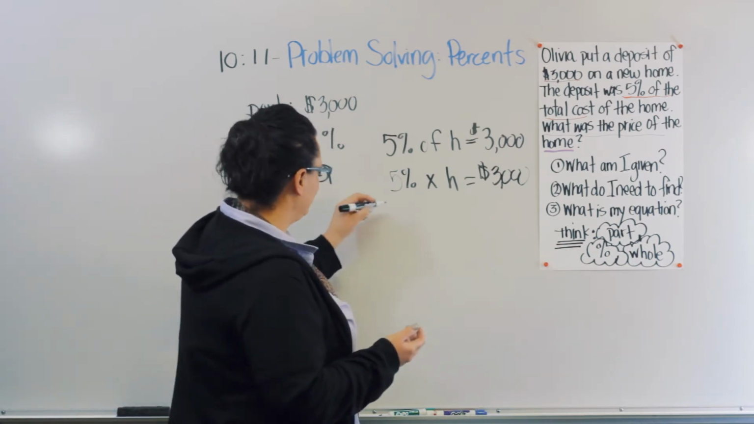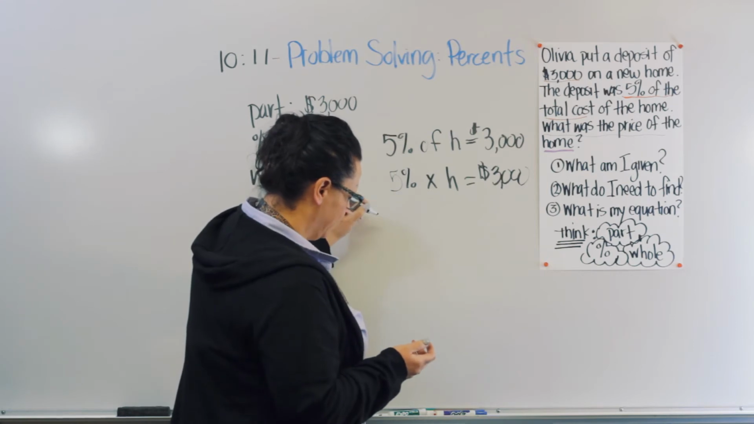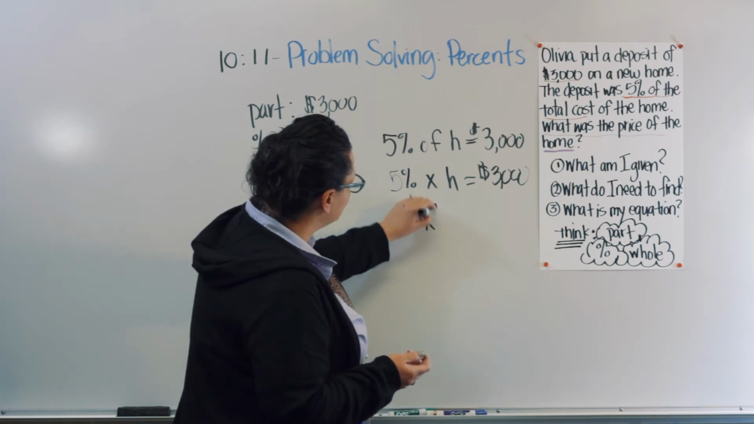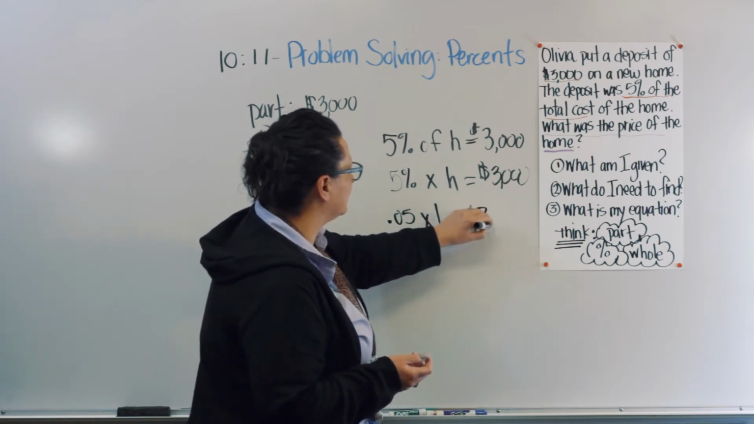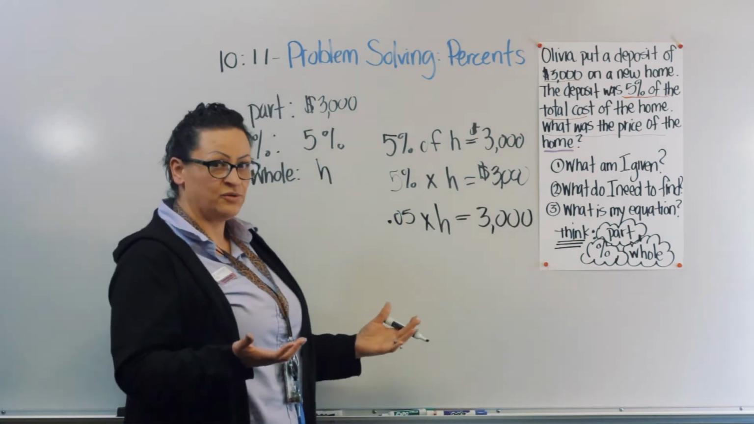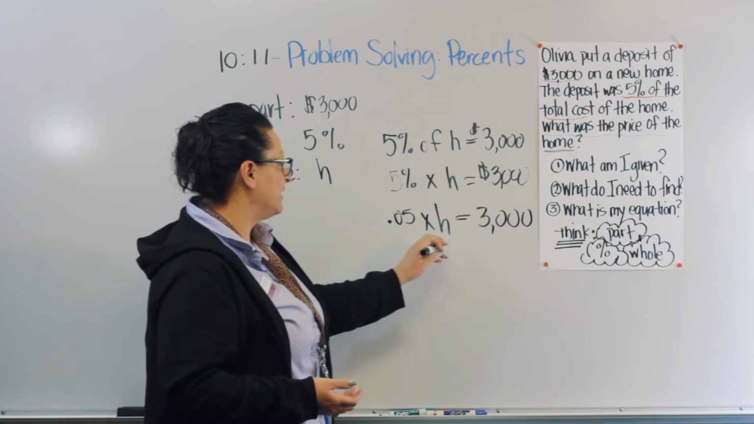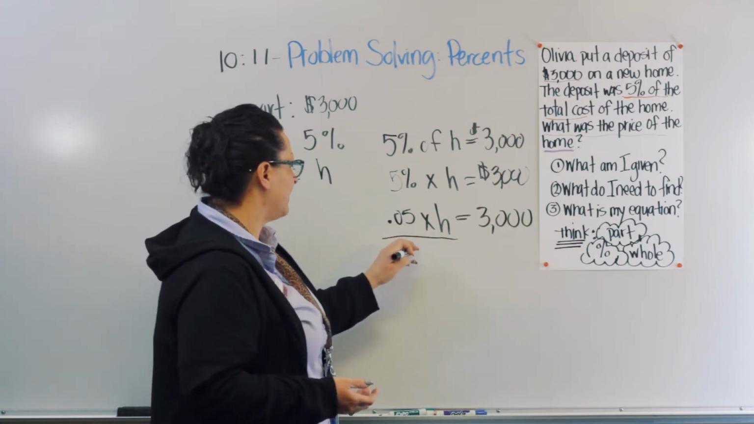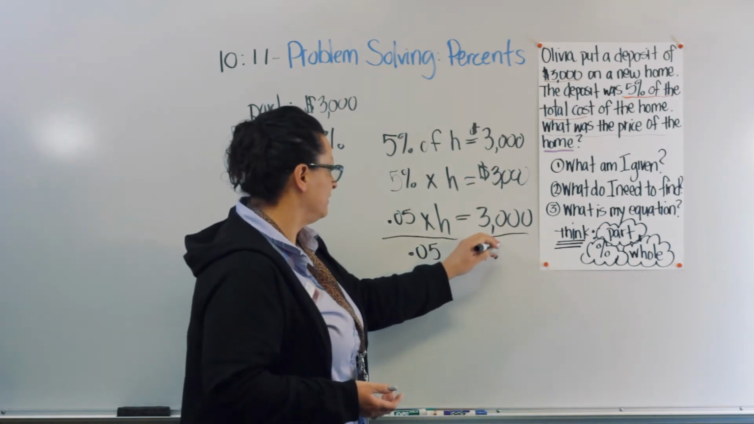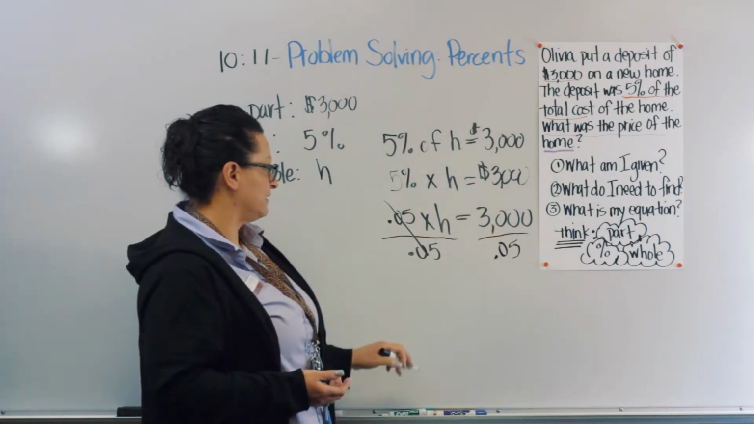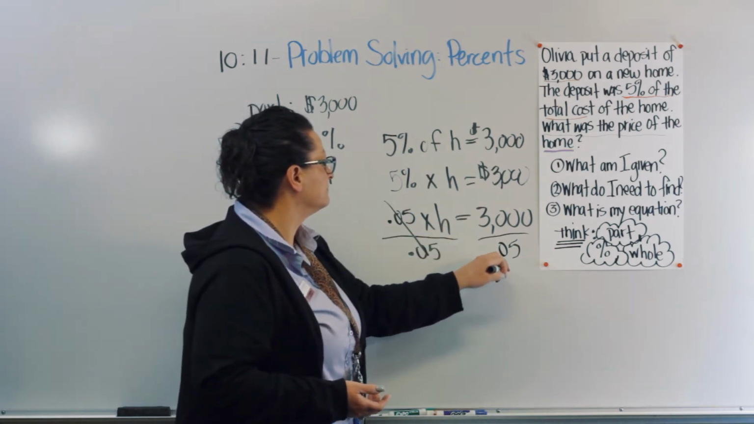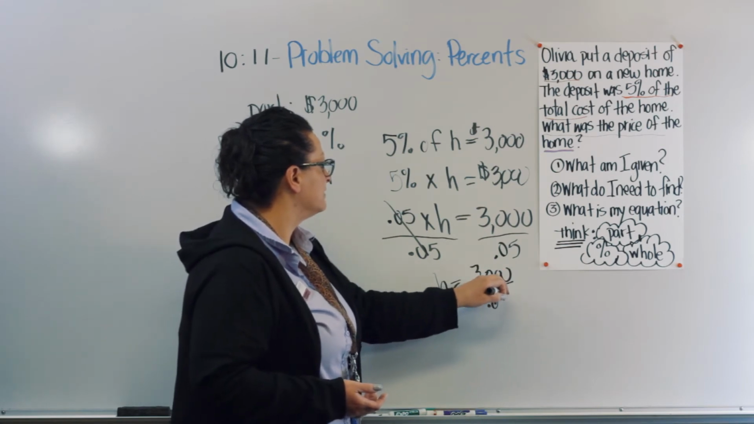So the way we do that is we multiply, remember? And so we're gonna end up with 0.05 times H equals 3,000, okay? And we also know that what do we have to do with our variable? We have to get it by itself. So we do the opposite, which is divide by 0.05, both sides, remember? All right, so that crosses out that. So what's left is H equals 3,000 divided by 0.05.